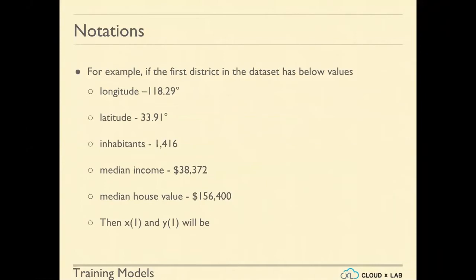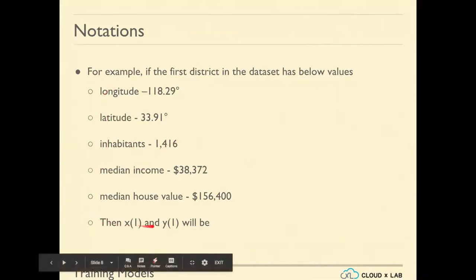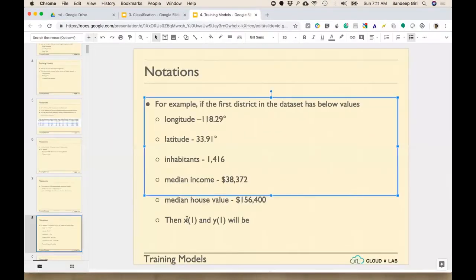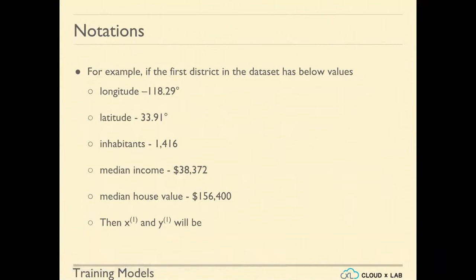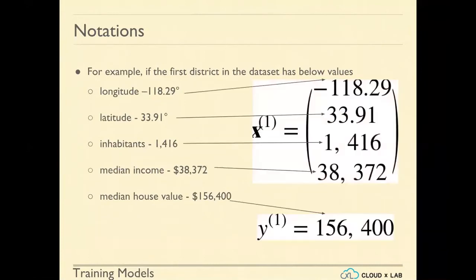For example, in the first district in the dataset, the values are these. So this is x suffix 1, and y suffix 1. It's written in a wrong way, so I'll just correct it so that we don't make mistakes. x1 and y1, right? So far, everything is clear. If the first record in our data set had these values, longitude, latitude, inhabitants, and median house value, then x1, y1 will be this. Is it clear?